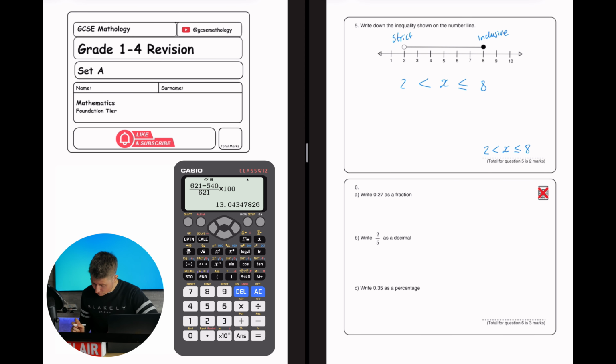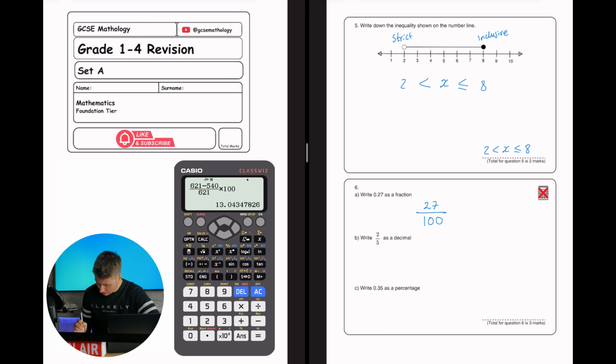Question 6 says write 0.27 as a fraction. So to write this as a fraction, we turn the decimal into a whole number by multiplying by 100, which is 27, and we put this over 100. So 27 over 100 is the fraction. Part B says write 2/5 as a decimal.